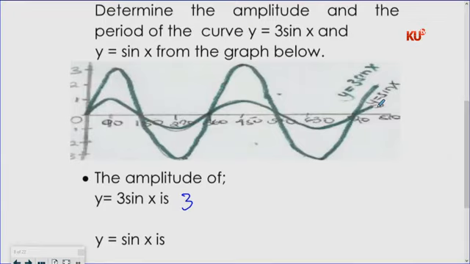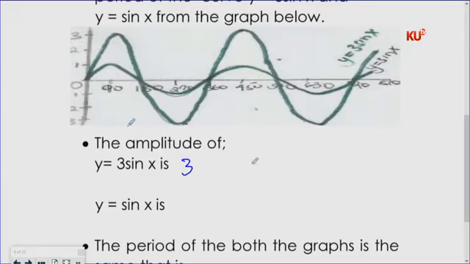The wave of y is equal to sine x. So the amplitude, the maximum, just look at the maximum, the maximum is this particular point. If you look at my sketch here, the maximum should give me 1. That is the amplitude of this particular wave. So the amplitude of the second curve, y is equal to sine x, is 1. I hope now you know how to get the amplitude from the graph.